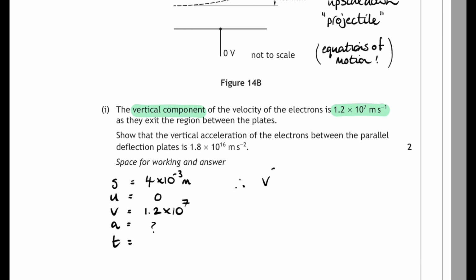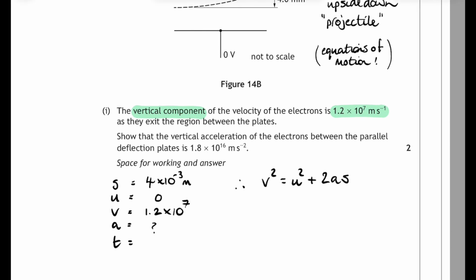So we go to our higher relationship sheet and we're going to use the relationship V squared is U squared plus 2AS. Then we're going to sub in everything we know. So the final vertical velocity was 1.2 times 10 to the 7. And don't forget to square that. And that's equal to the initial vertical velocity, which was 0, plus 2 times the acceleration times the vertical displacement, which we were given on the diagram of 4 times 10 to the minus 3 meters or 4 millimeters.